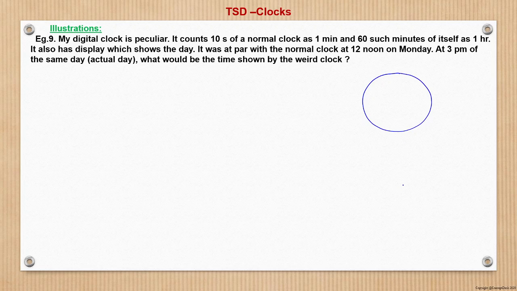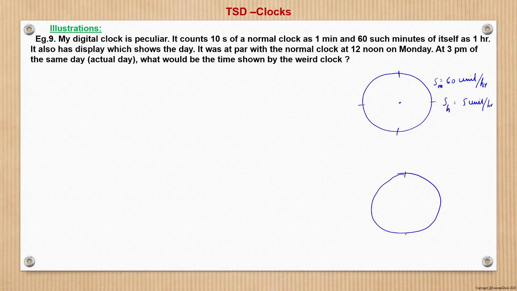This is a true clock, and the bottom one is a weird clock. So now what happens? In the true clock, we know that the minute hand covers 60 units per hour, and the speed of the hour hand is 5 units per hour. This is the basic we know.